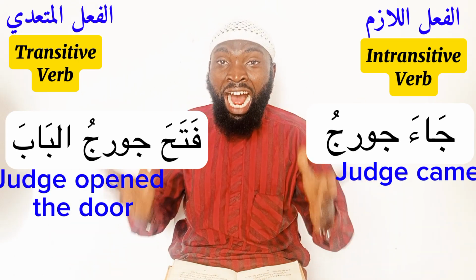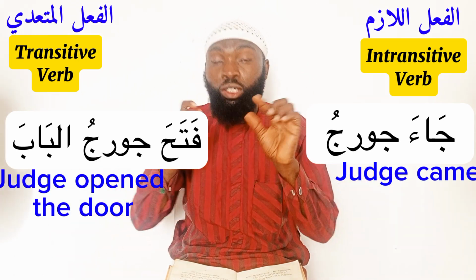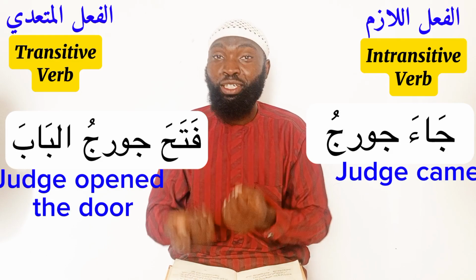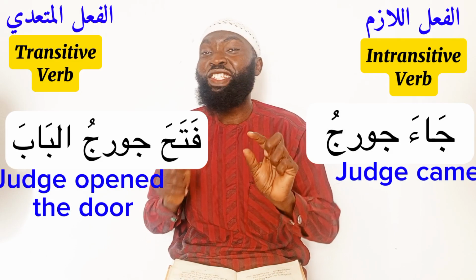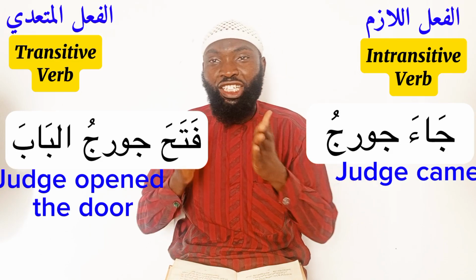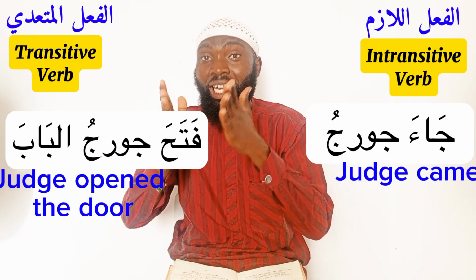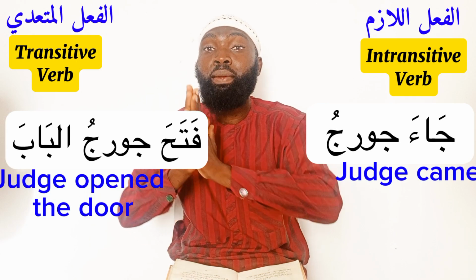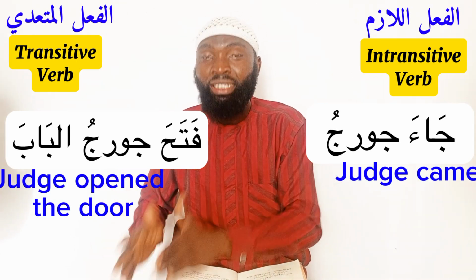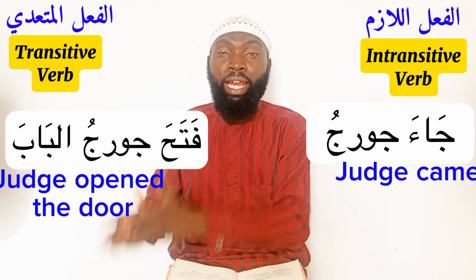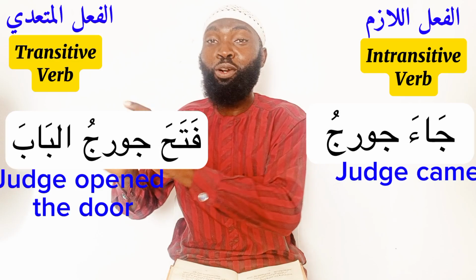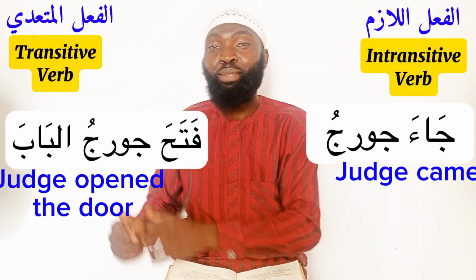The word jaa, which means he came, the word come there, is considered to be an intransitive verb. This is because it does not extend its action to an object. The action stands only with the subject. So jaa George, George came. Jaa William, William came. Jaa Bush, Bush came. All of this, you see the word come. This is an intransitive verb.